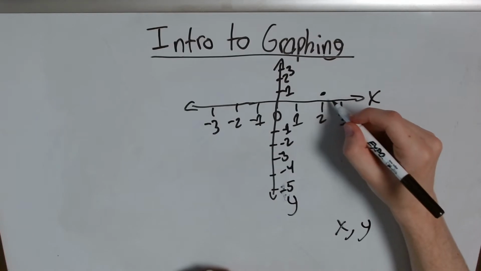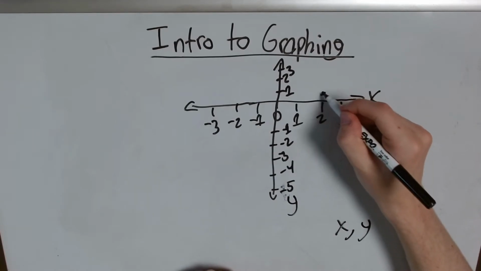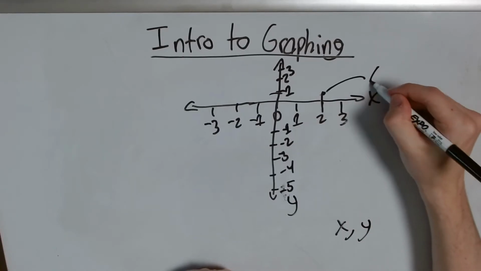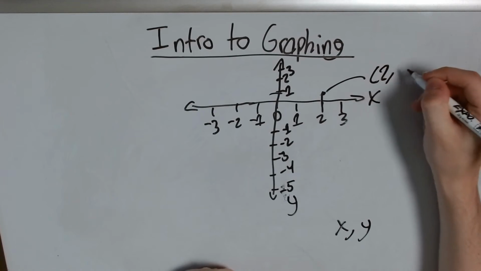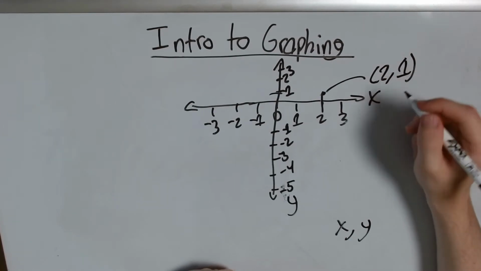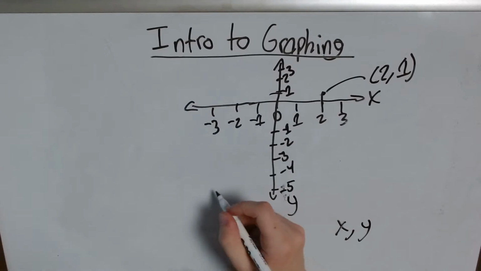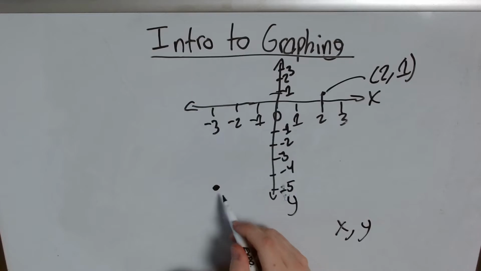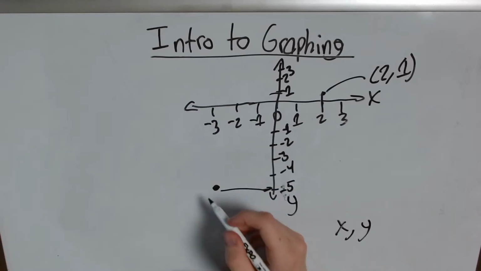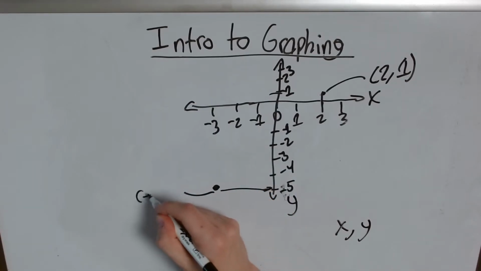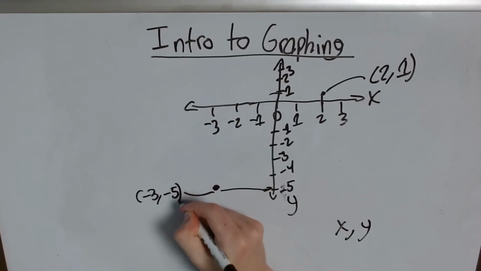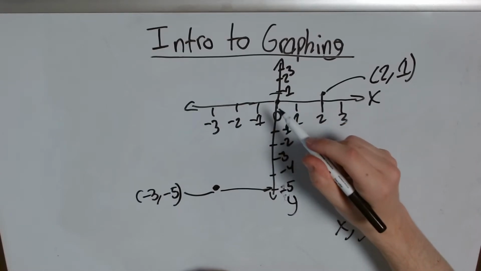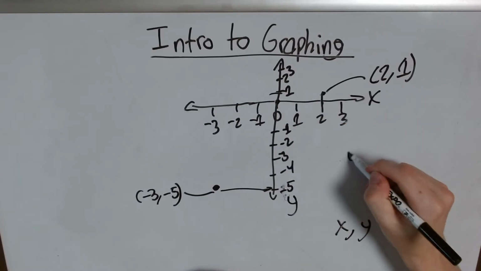So this point here, well, we have a 2 at x and a 1 at y. So this coordinate point here, we would write as, we always use parentheses, (2, 1). What about this point here? Well, we're -3 at x, and we're -5 at y. So this point is (-3, -5). What about here? Well, here, both x and y are 0. So we call this point (0, 0).